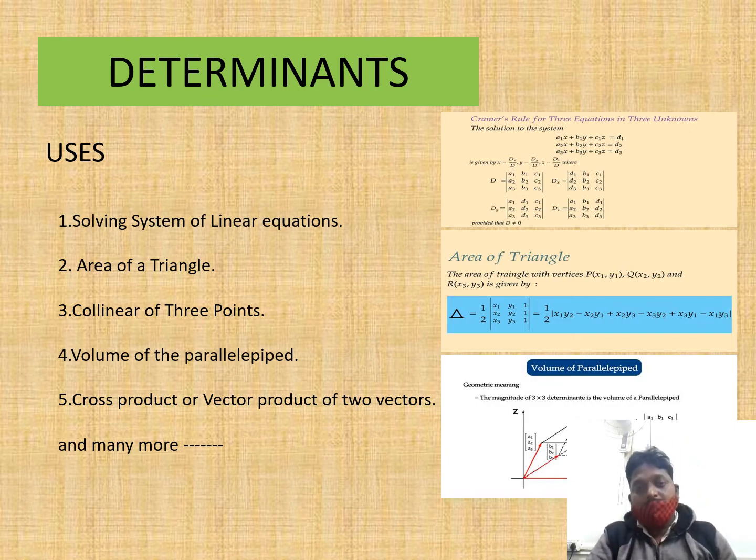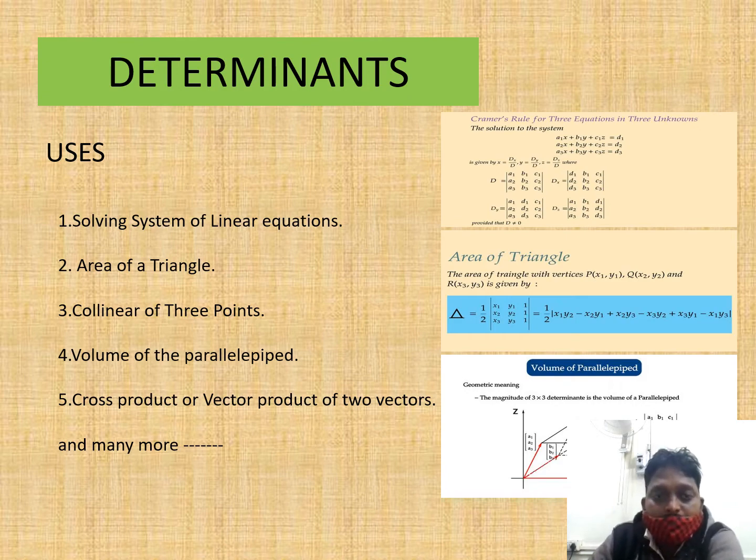So here 3 points means the coordinates will be given and you have to fill the third column only by ones. This is the way. You have to fill the third column by ones and find that determinant. If 0, then those 3 points are collinear, otherwise not. You will come to know about this later.